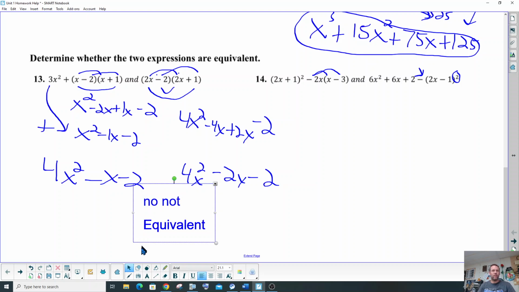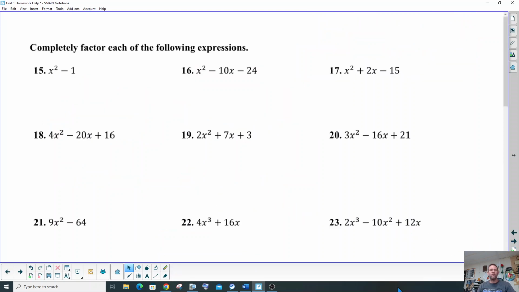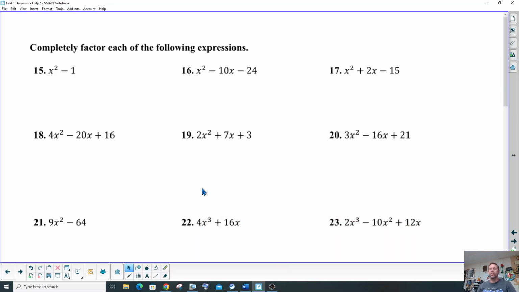No, not equivalent. Alright, flip to the next side. Here we go. So on the back side, we're going to be factoring, and there are lots of different things. I remember last year we just did a whole section just on factoring. Looks like we're combining them both to get through more material this year. So just do some YouTubing on factoring. Rewatch this video. Just learn some factoring.